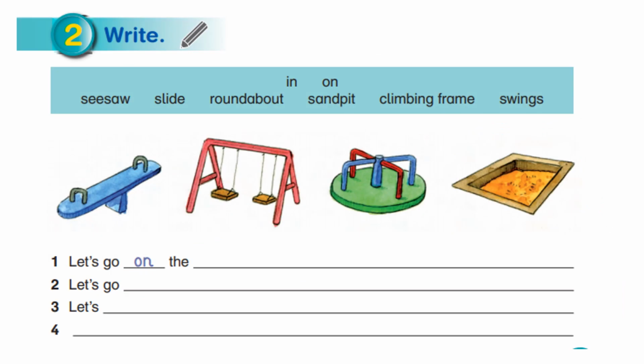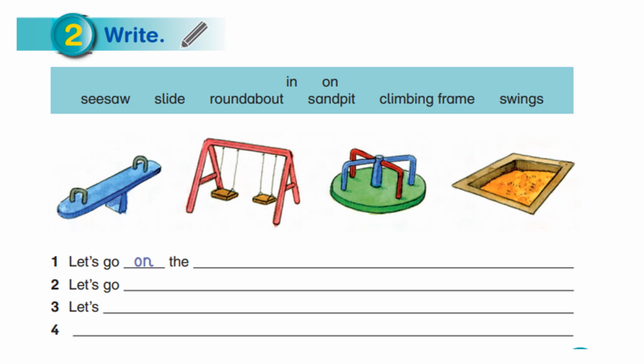Let's move to activity number two, write. Let's read the words in the blue box. In, on, seesaw, slide, roundabout, sandpit, climbing frame, swings. Here, I want you to look at the pictures, then write complete sentences about these pictures. For example, sentence number one, let's go on the. You can choose the suitable words from the box up and write down on the lines. Picture number one, let's go on the. Prepare your pencil and try to write correct sentences.